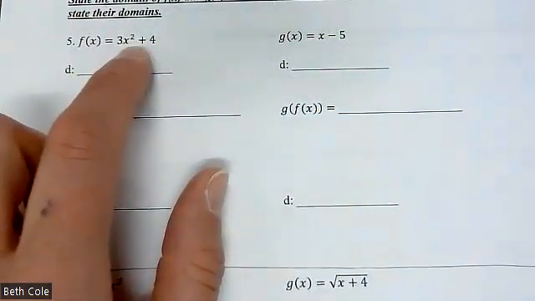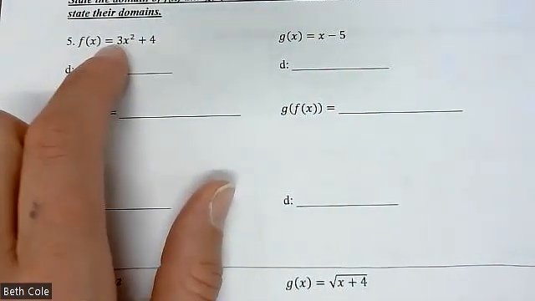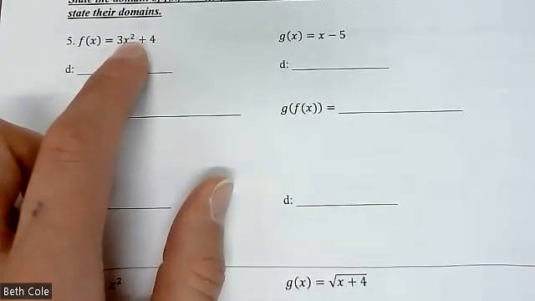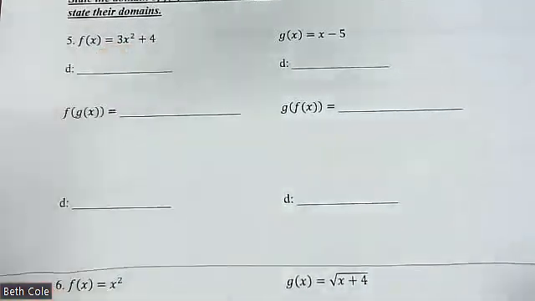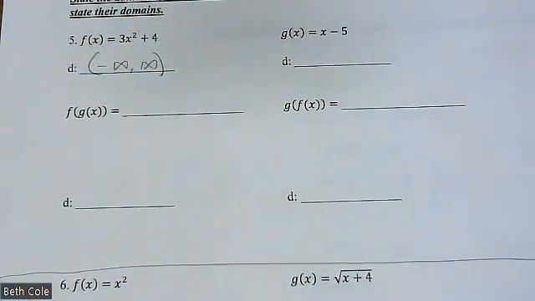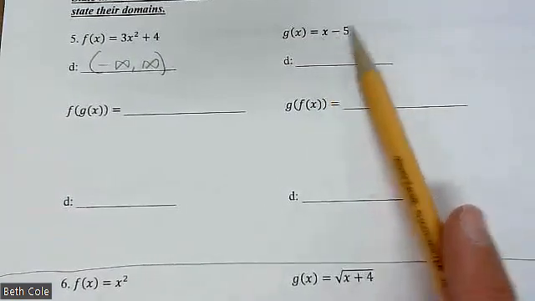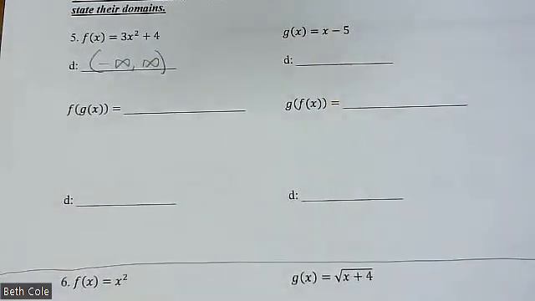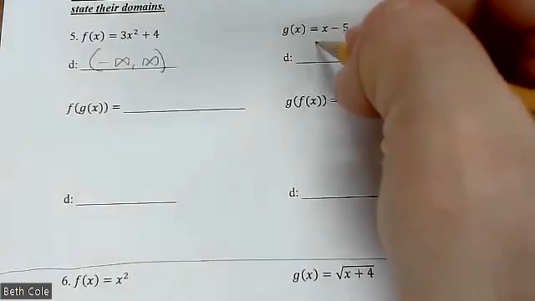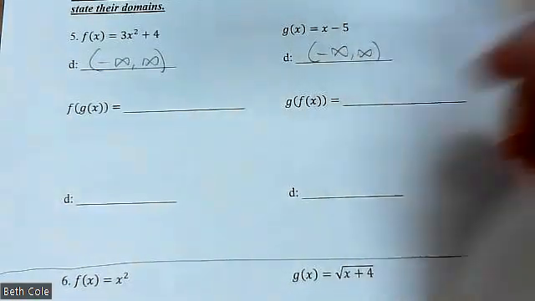What does this one look like? Parabola, U shape. So what's the domain? All reals, everything. Life is good. What's this one look like? A line. What's the domain of a line? All reals. Life is good.